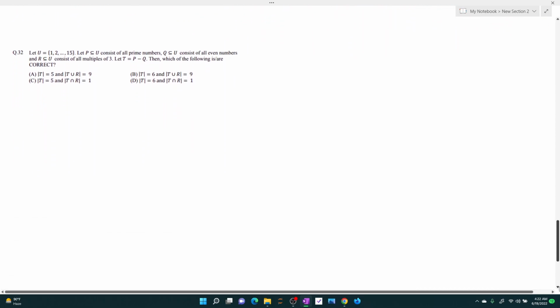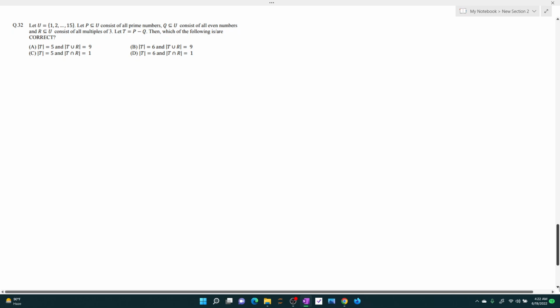That is question number 32. So here we have a set U. U is all natural numbers from 1 to 15, right? And P is a subset of U consisting of all prime numbers. So we can directly find the value of P. It will contain all the prime numbers less than 15. So 2 is the first prime number here, 3 is the second, then 5, 7, then we have 11, and then we have 13. So this comes out to be my P, right?